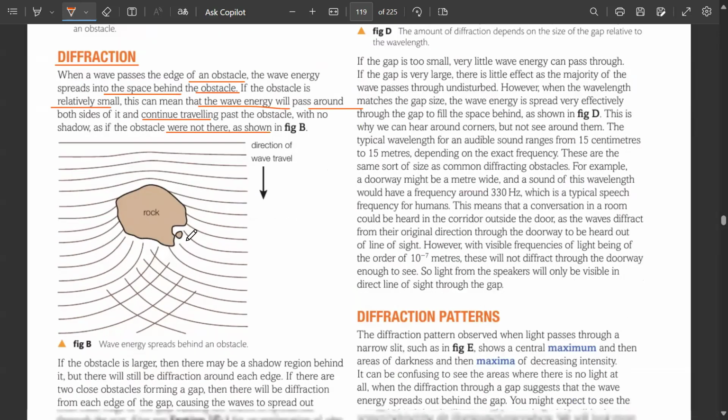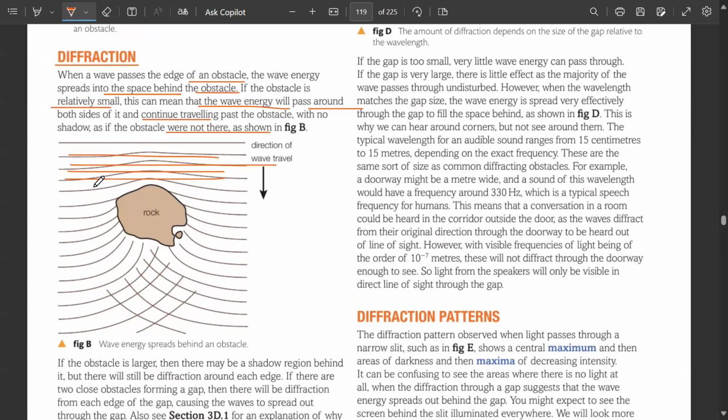So here you can see that these are the waves. These are what? The wave fronts. Wave fronts are the imaginary lines. Can you tell me what were wave fronts? Do you remember them? The imaginary lines, right?